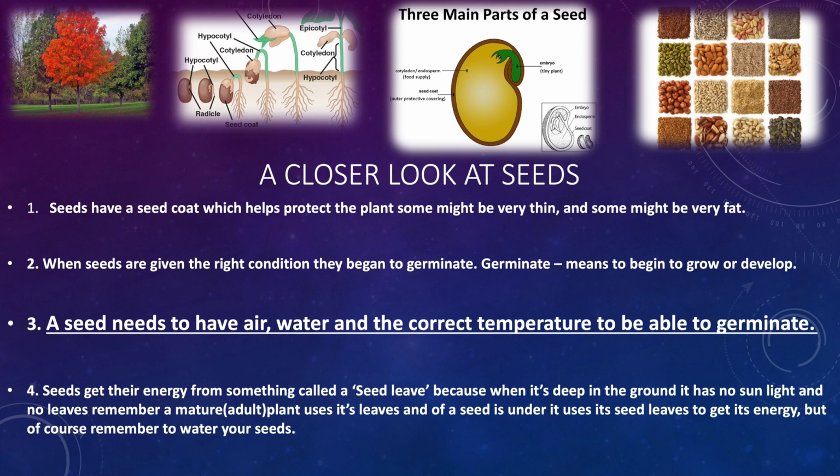A seed needs to have air, water, and the correct temperature to be able to germinate. Seeds get their energy from something called a seed leaf. Because when it's deep in the ground, it has no sunlight and no leaves. Remember, a mature plant uses its leaves. And a seed uses its seed leaves to get its energy. But of course, remember to water your seeds.